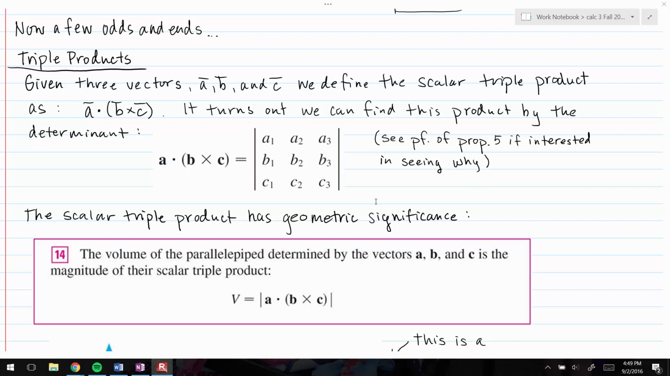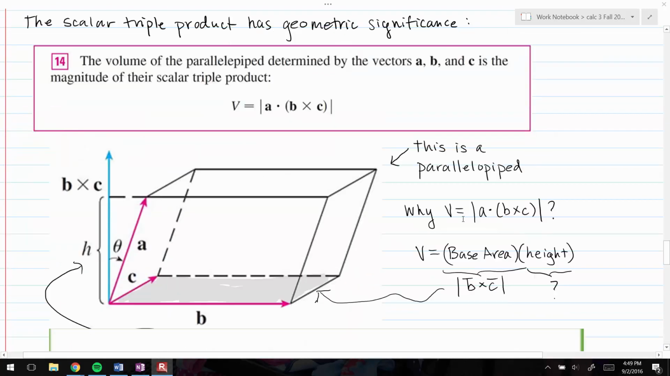Why do we care about the scalar triple product? Well, first of all, it has geometric significance. The volume of the parallelepiped determined by vectors a, b, and c is the magnitude of their scalar triple product. This is how we would calculate the volume of a figure that looks like this, and it's called a parallelepiped. This also has significance later on in the course. It's not just, hey, look, we can take the volume of this cool parallelepiped. It will have some applications later on.